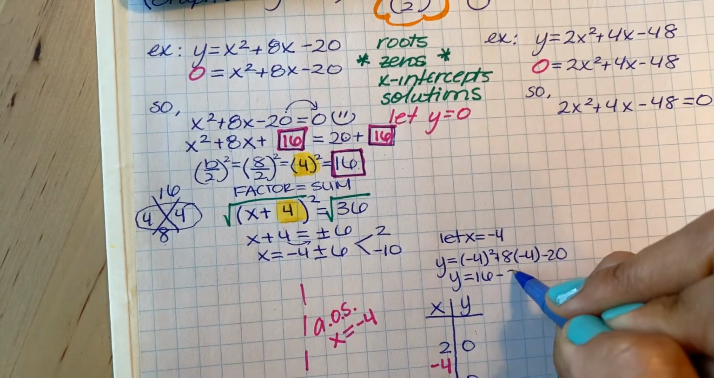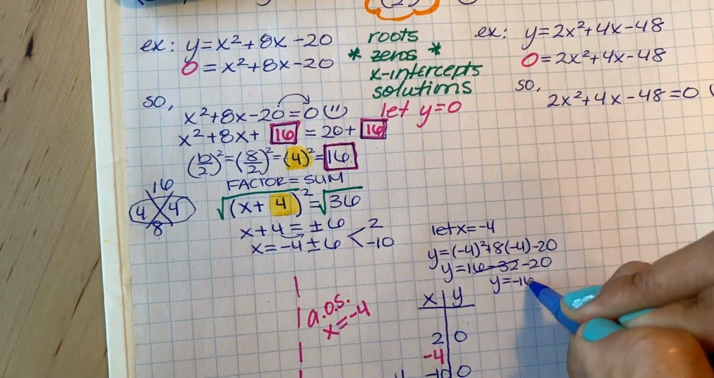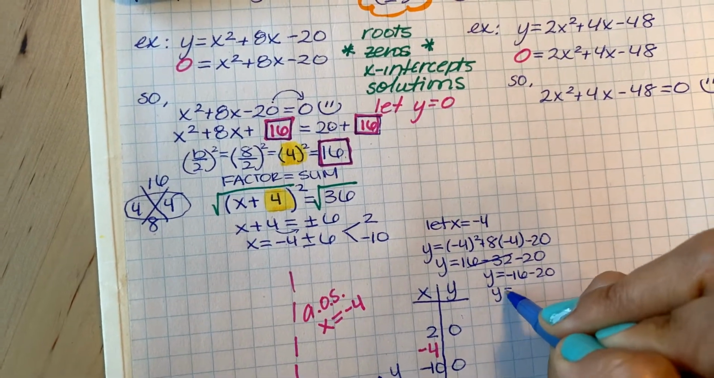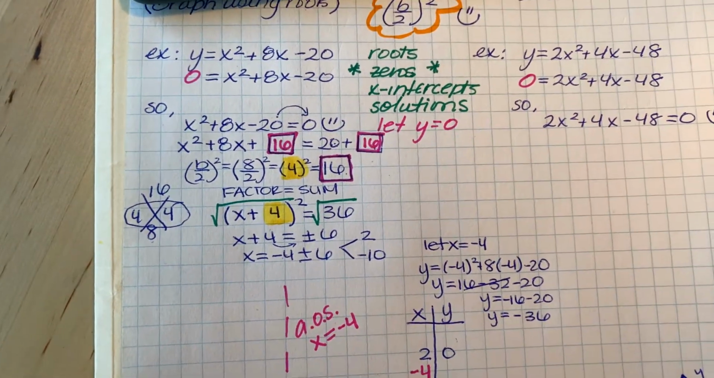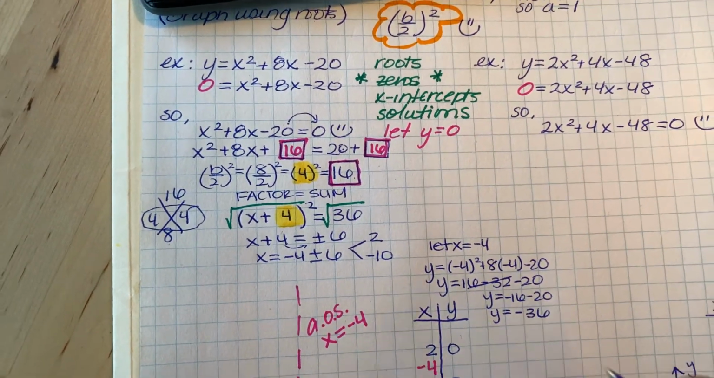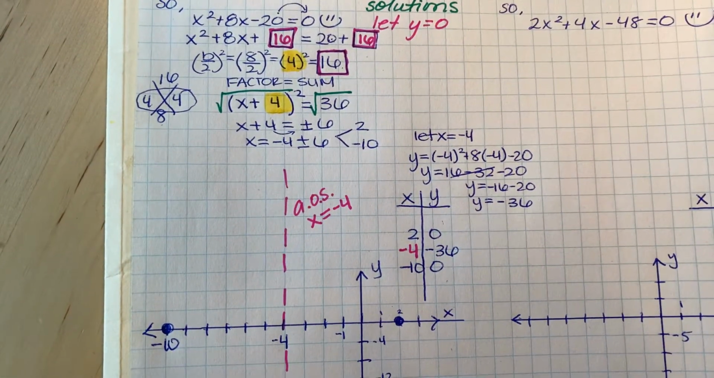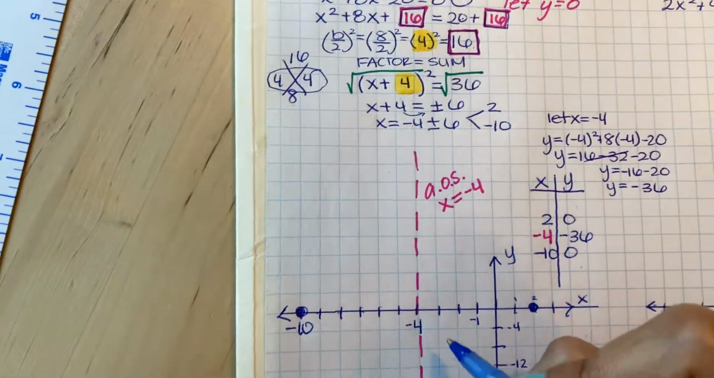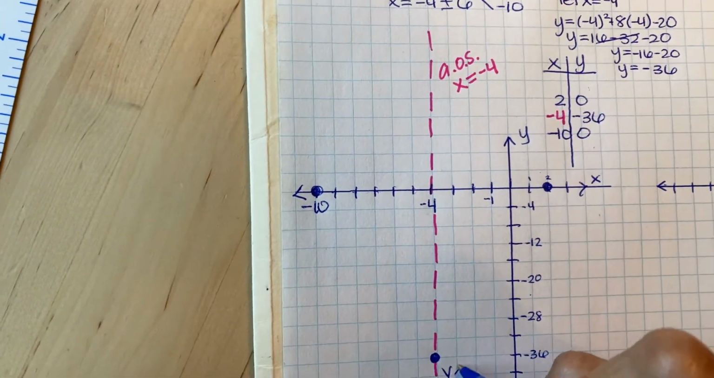16 minus 32 minus 20. This gives me negative 16 minus 20, negative 36. Yes? Negative 36. Okay, so my vertex is at negative 4, negative 36.